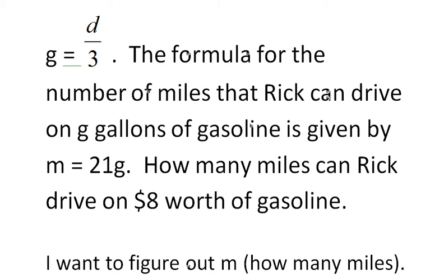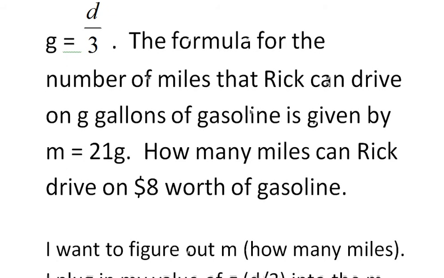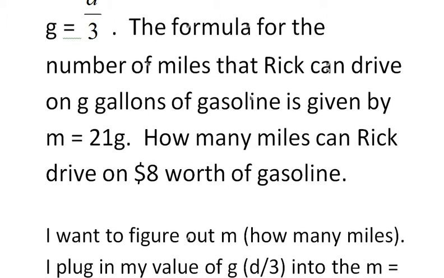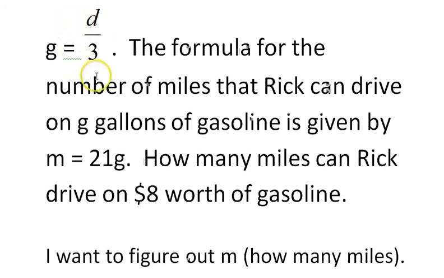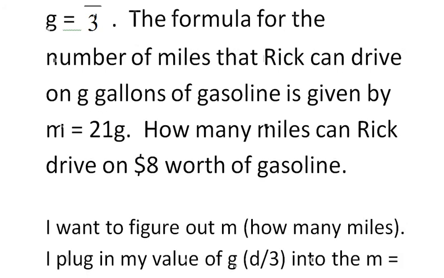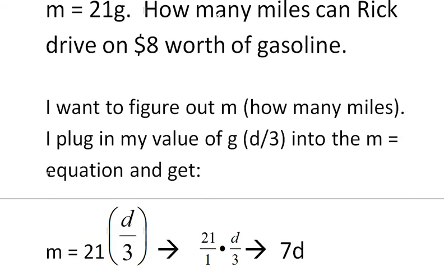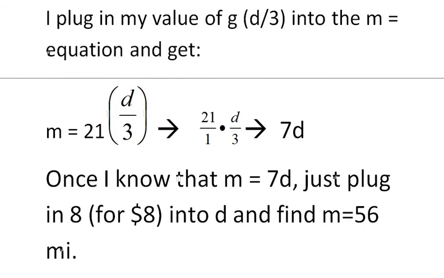So what I'm trying to do here is figure out what M is. How many miles? It says that right there in the last sentence. So I'm going to plug in my value of G, which is D over 3. So I'm literally going to take this, D over 3, and plug it in right here for G. So here's what I get when I plug in D over 3 for G.